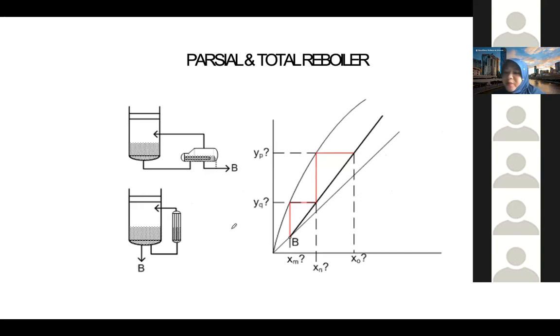Right, now let's go back to here. Let's look at the bottom. There are also two types: the partial reboiler and the total reboiler, but we mostly use the partial reboiler in almost every distillation column, because from the partial reboiler we can have lower XB.